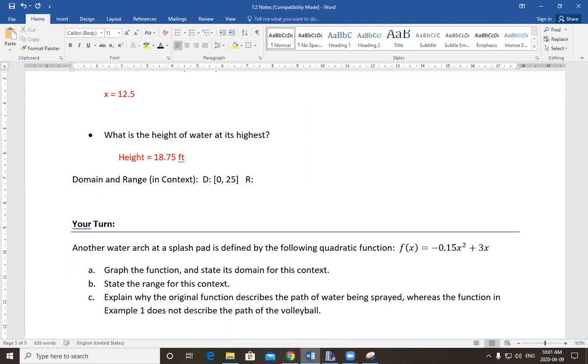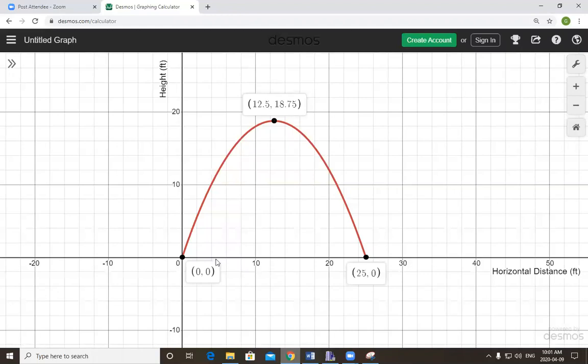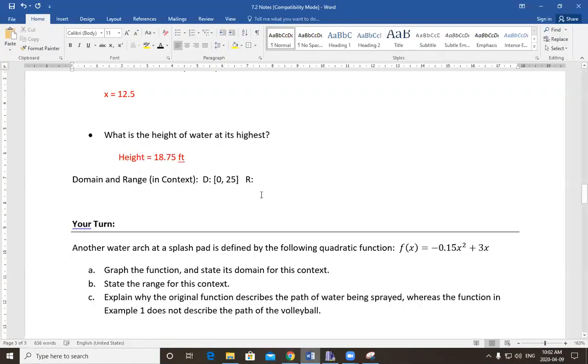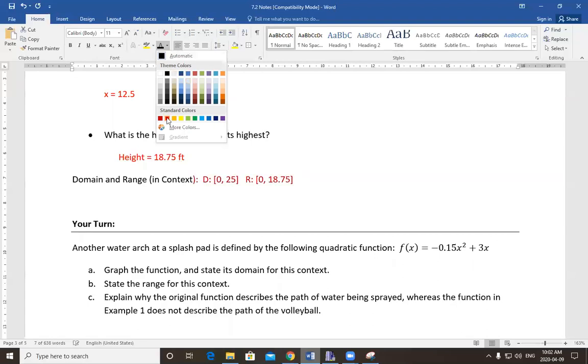Range in context, the water height starts at 0, and it goes all the way up to 18.75 and then comes back down. So the range in context would be 0 to 18.75 inclusive because it touches both points. So square bracket, 0, comma, 18.75, square bracket. And that would be the domain and range in context.